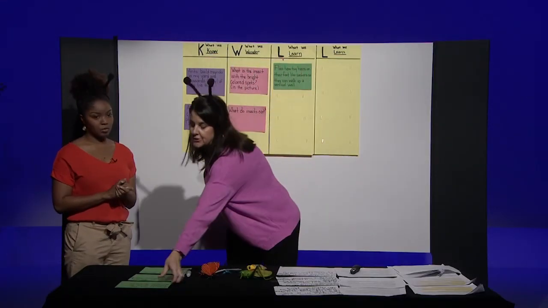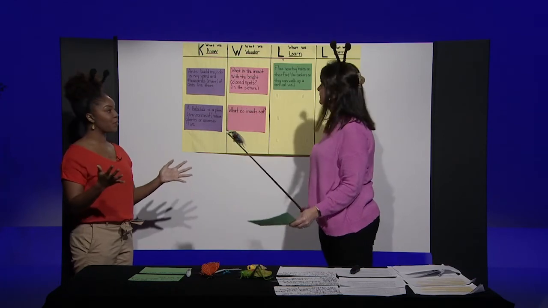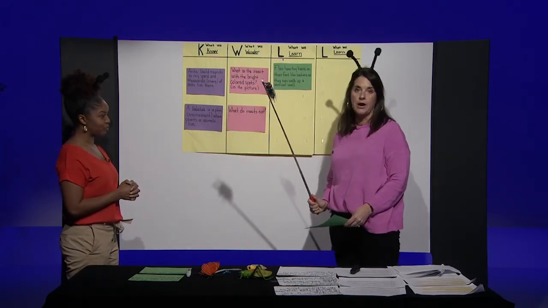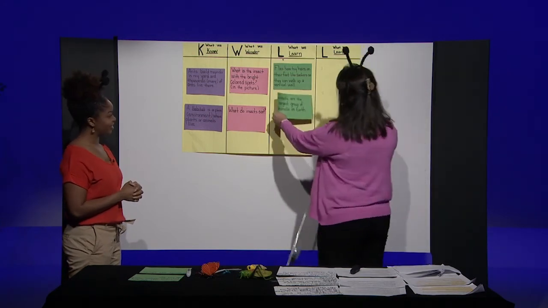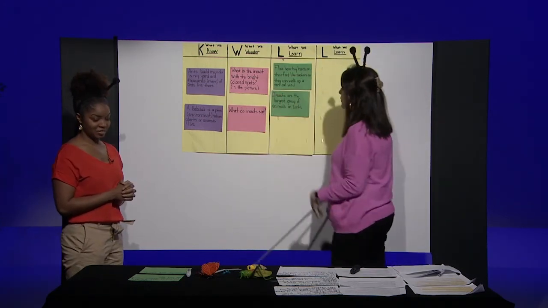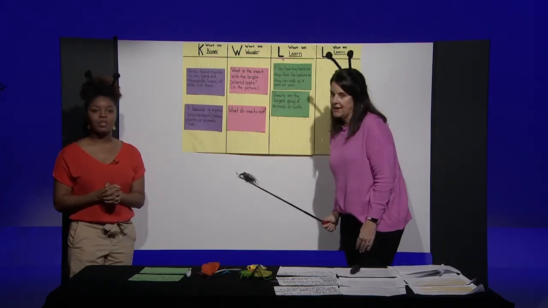All right, what else did you learn, Miss LaTondra? That insects are the largest group of animals on Earth. Apparently, our friend the fly was very proud of that fact. So let's add that under our L on our chart. All right, what's something else that you learned today?